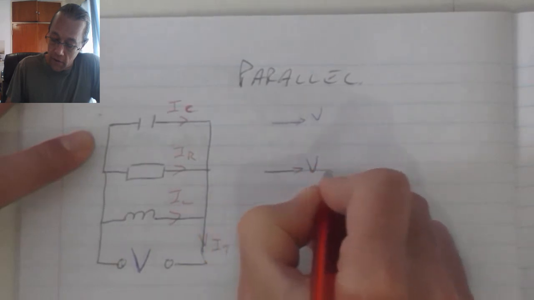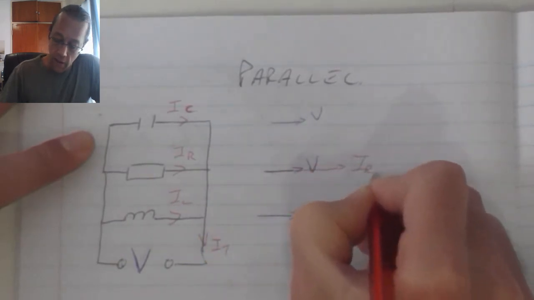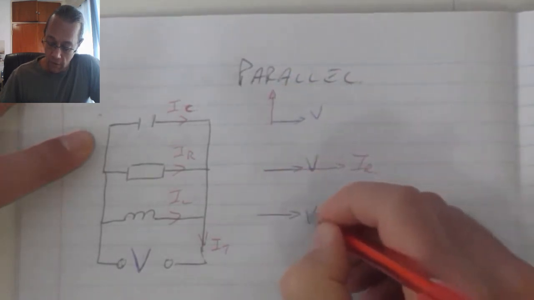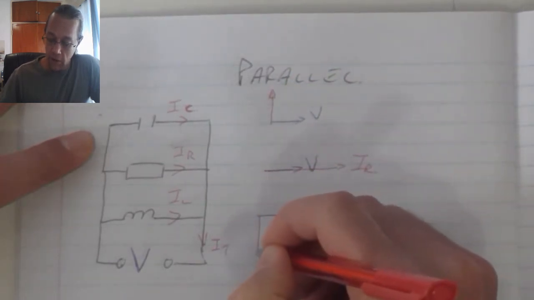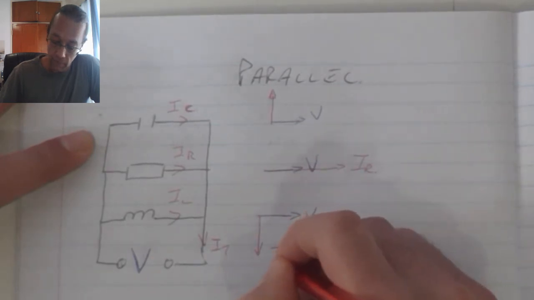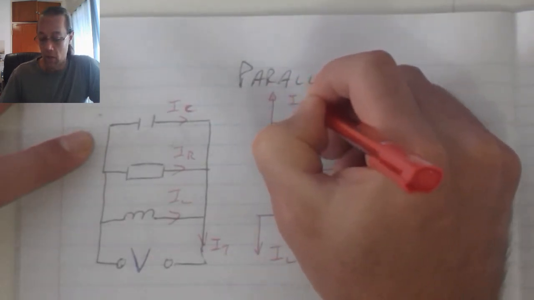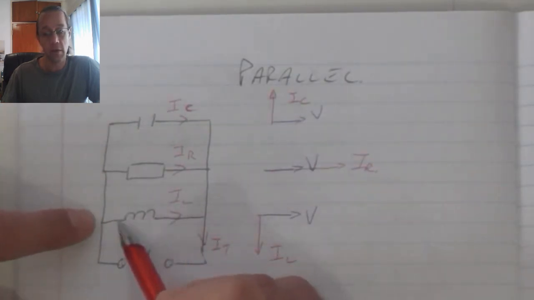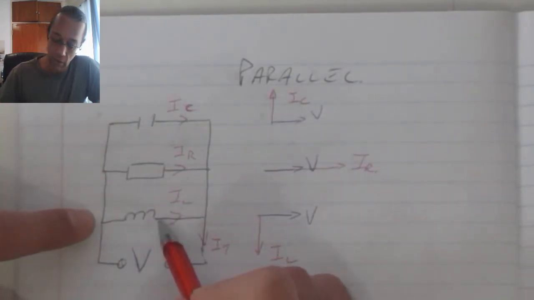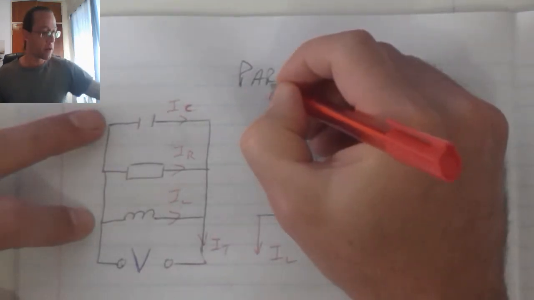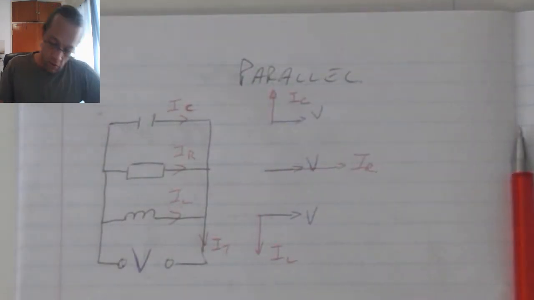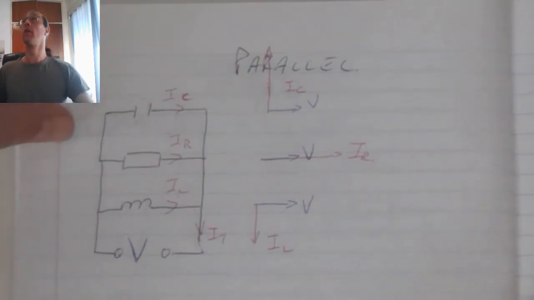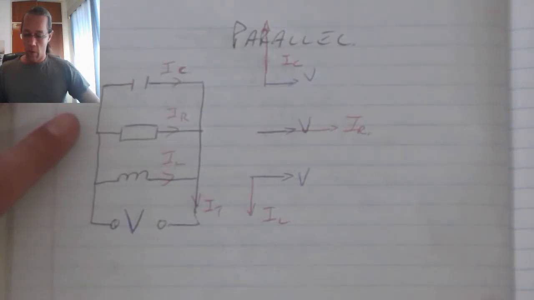The resistor current is in phase. Capacitor current is leading. And the inductor current will be lagging. But because the inductive reactance is greater, it's going to have less current flow through it. Therefore, the current flow through the capacitor will be greater. Size of the current flows is dependent on the reactances.